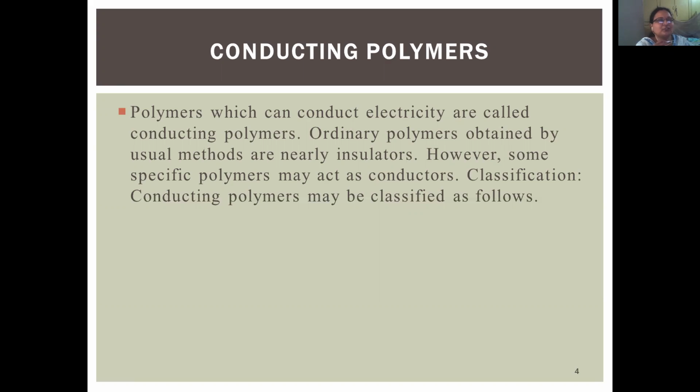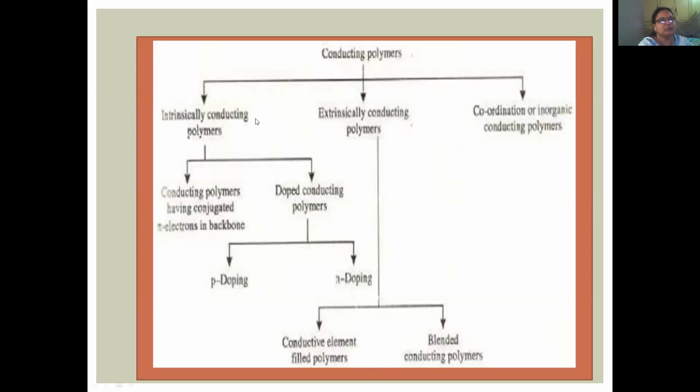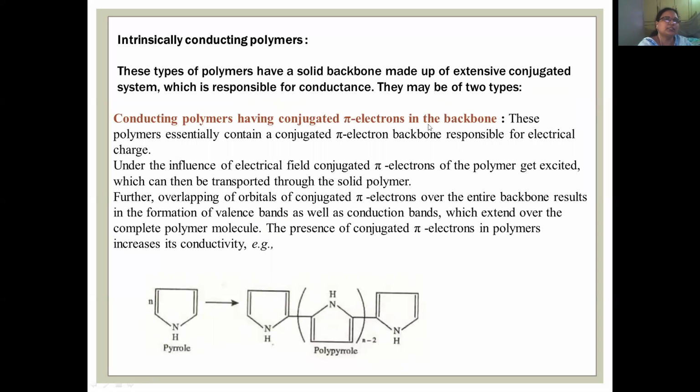How? So conducting polymers may be classified as follows. It is intrinsically conducting polymers and extrinsically conducting polymers. In intrinsically conducting polymers, we have conducting polymers having conjugated pi electrons in the backbone and doped conducting polymers, that is p-doping and n-doping. And in extrinsically conducting polymers, we have two types, that is conductive element filled polymers and blended conducting polymers. So now we'll discuss in detail about each and every one.